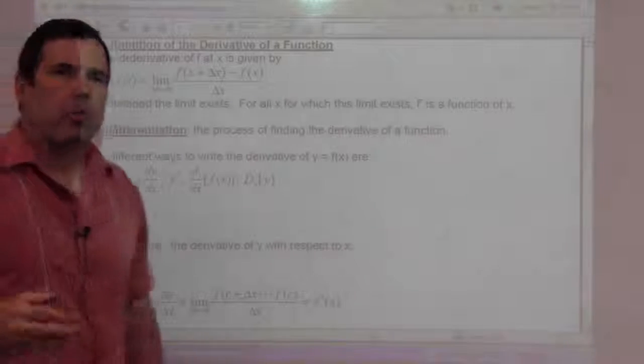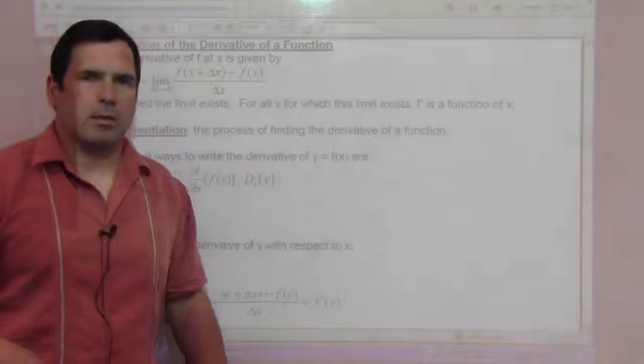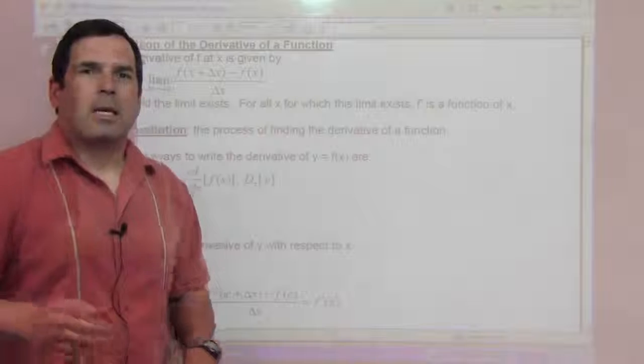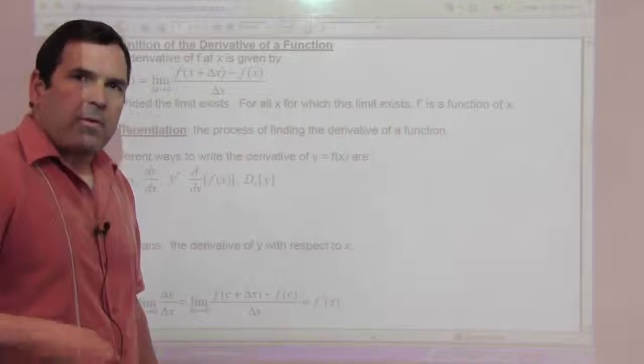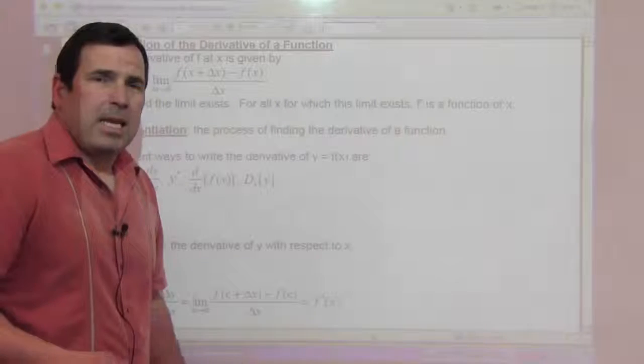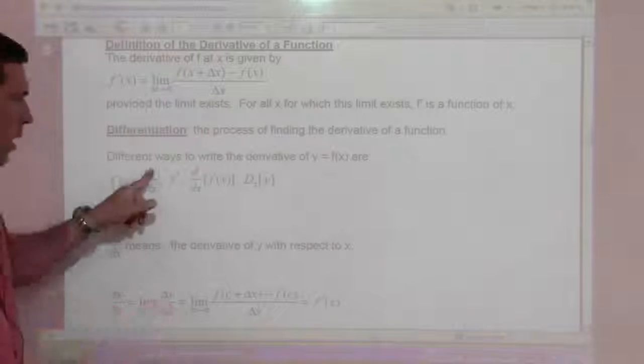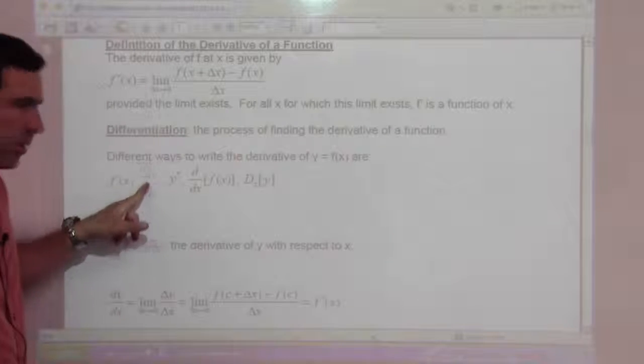Now, I used to get so confused by what this dy dx was. Don't the d's divide out? No, it's not d times y over d times x. It means literally the derivative of y with respect to x. It's just a notation thing. So the derivative of y with respect to x is how you'd read that.